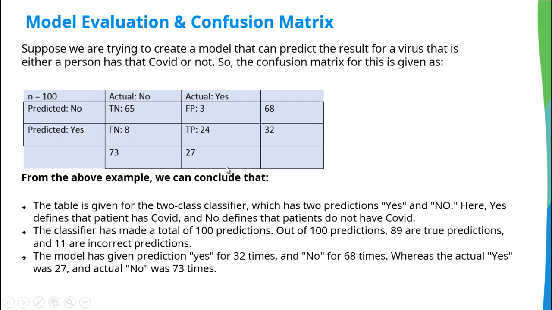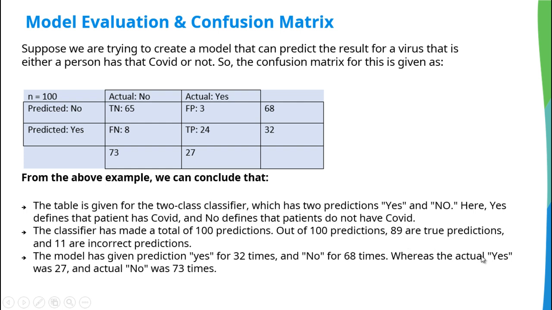Now, this is how you get to, when you calculate your accuracy, you have to sum together 1, 2, 3, 4, okay? You divide this one, the diagonal of true, over the total of everything, all right? So the model has given prediction yes 32 times. Here lies yes, because yes predicted yes, and no for 68 times. Say no 68 times, that is no.